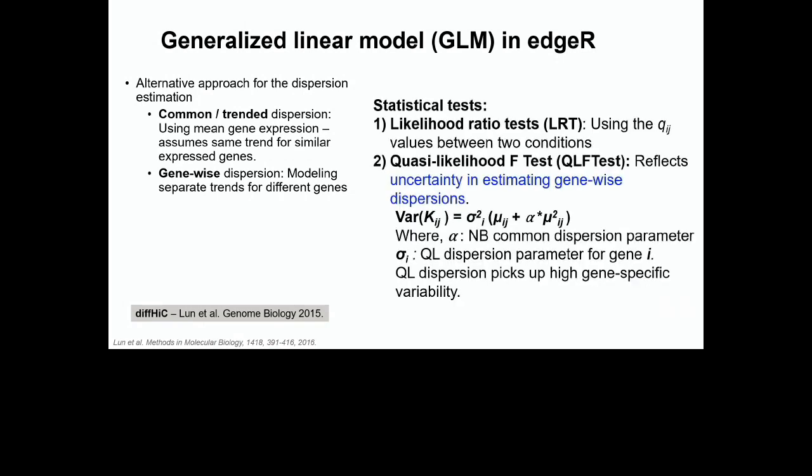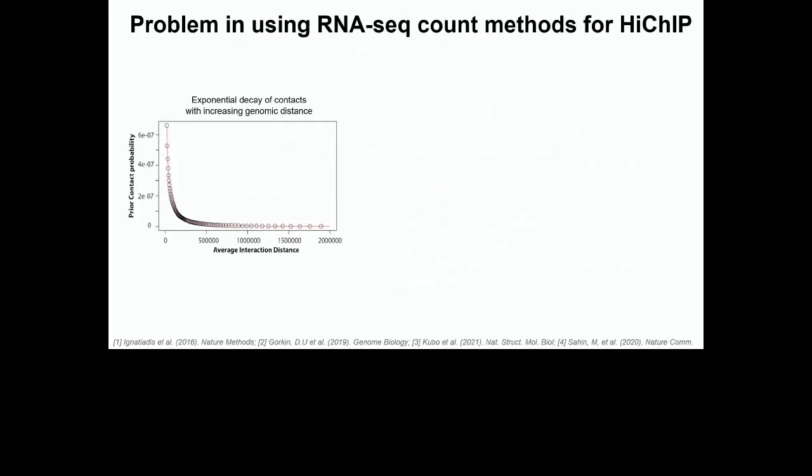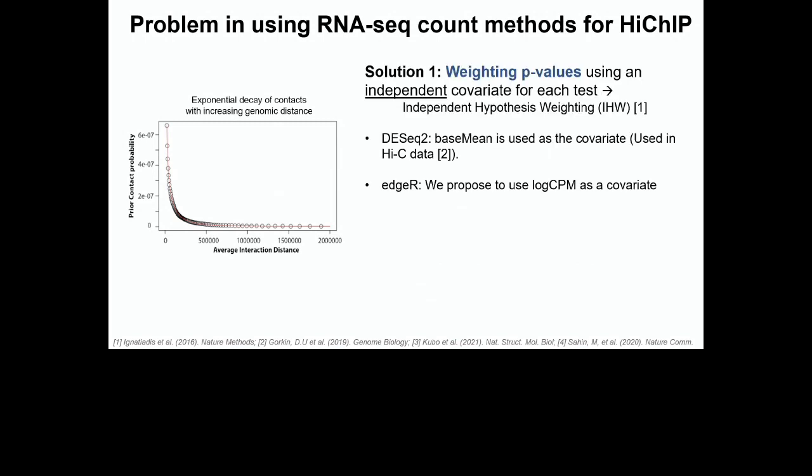Once we assess the dispersion, we want to assess the statistical significance. And we can do this by the likelihood ratio test, LRT, and the quasi-likelihood F test, QLF test. These haven't been explored in HiChIP differential methods. As I mentioned before, the methods that use these differential Hi-C loop callers use RNA-seq count-based methods. And these are not able to model the exponential decay of the contacts with increasing genomic distance that we have for HiChIP data. For this, we propose two solutions.